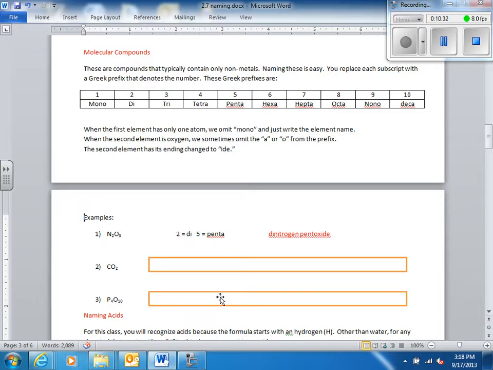Try these other 2 on your own, and I'm just going to show you the answers. So pause this, and then check your answers. You should have paused by now.